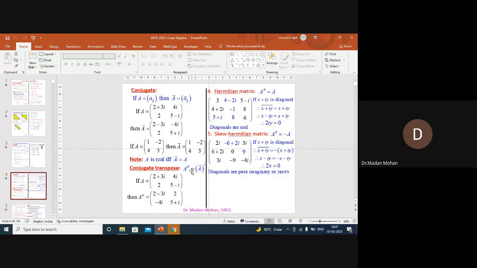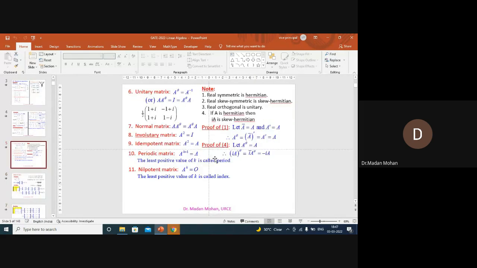Conjugate transpose: conjugate and then transpose. If conjugate transpose is itself, A power theta equal A, we call Hermitian matrix. A power theta equal minus A, skew Hermitian. A power theta equal A inverse, we call unitary matrix. The diagonals of Hermitian are real numbers, means they lie on real axis. The diagonals of skew Hermitian are pure imaginary or zeros, means i times. A power theta equal A inverse, unitary matrix. It is same as the product of A and A power theta is I in either order. Suppose these two are equal, may not be I, we call normal matrix.